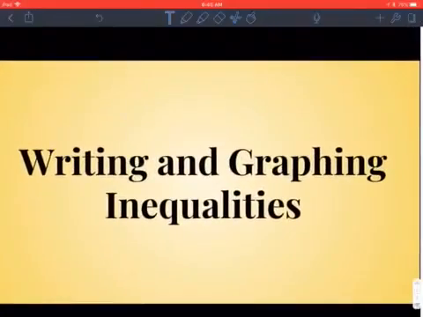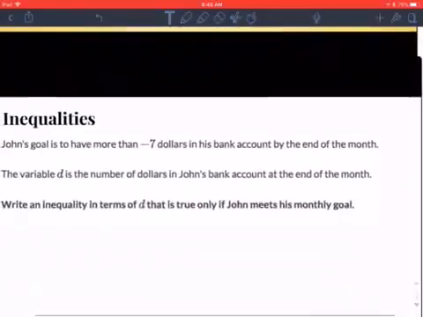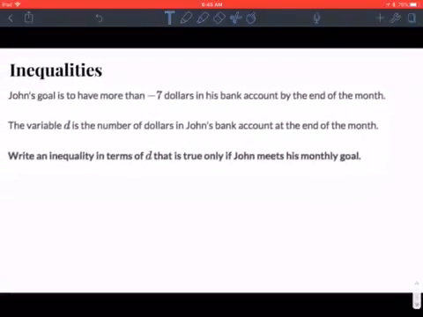Okay, this is writing and graphing inequalities. So, the first question is, John's goal is to have more than negative $7 in his bank account by the end of the month. The variable, D, is the number of dollars in John's bank account at the end of the month. Write an inequality in terms of D that is only true if John meets his monthly goal. So John wants to have more dollars in his bank account than negative 7.